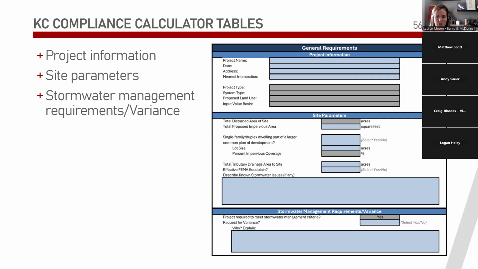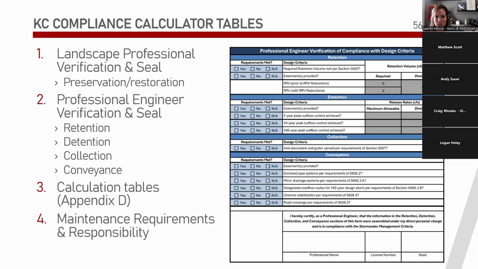It also includes at the bottom there requests for any variances, if any. So again, the reviewer knows up front what they're looking for. It then goes into designer verification tables. This walks through each of the requirements that are defined in 5602, and it's asking the designer to confirm that those requirements are met where applicable.